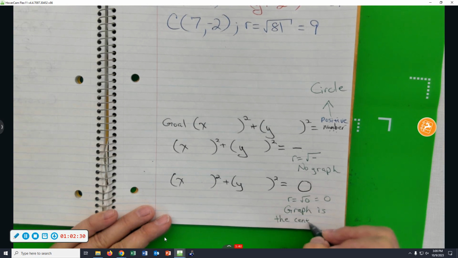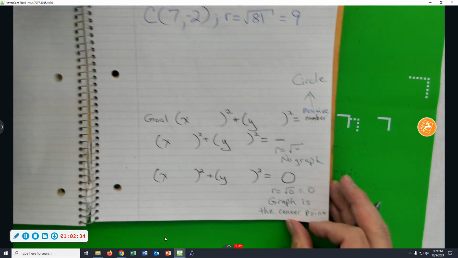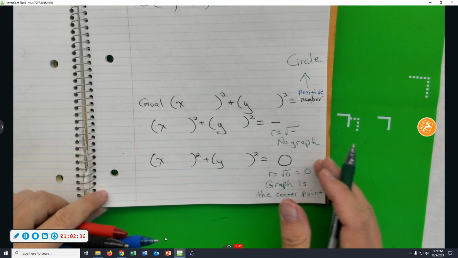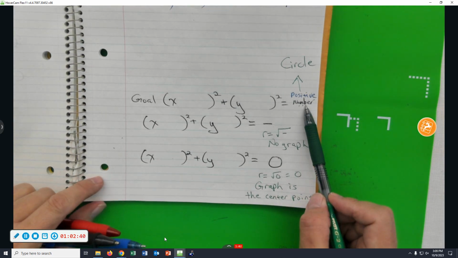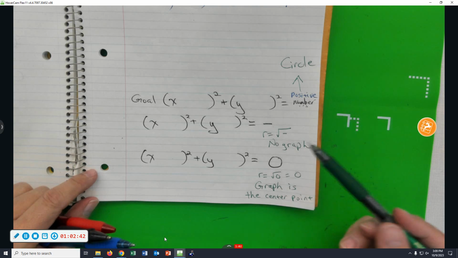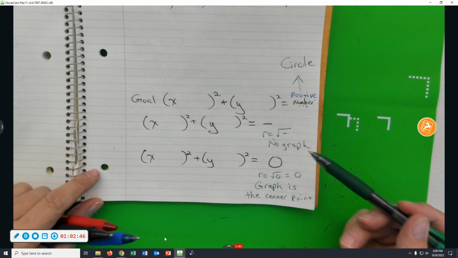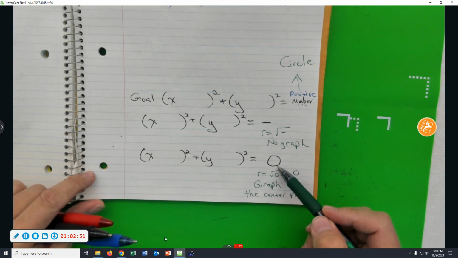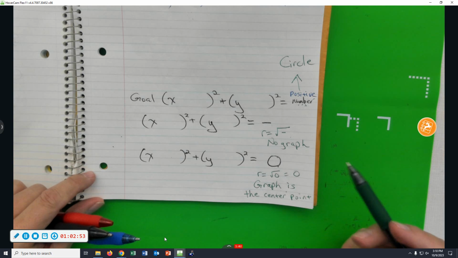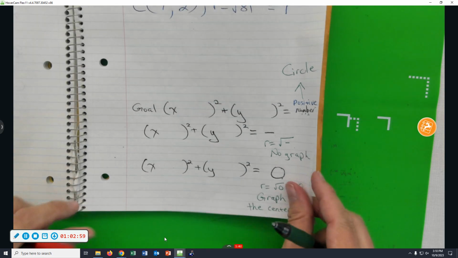And these special cases do pop up. If the number on the right is positive, great, you have a circle. If the number on the right is negative, you have nothing. I guess you'd have an imaginary graph. If the number on the right is 0, your graph is just the point. You can locate the center point, but you don't go up, down, left, or right.